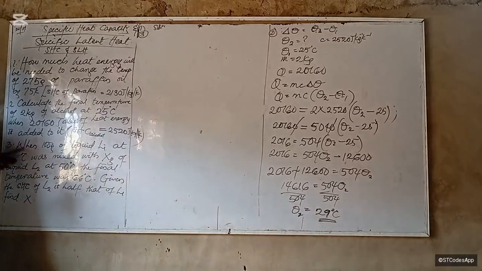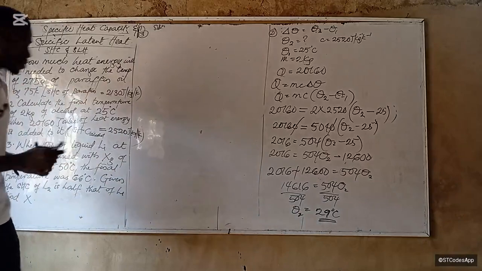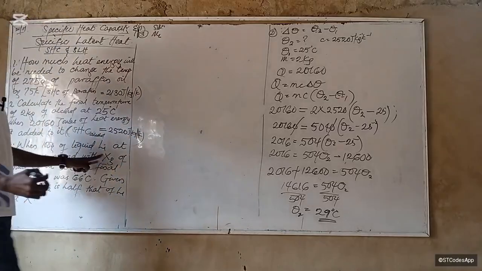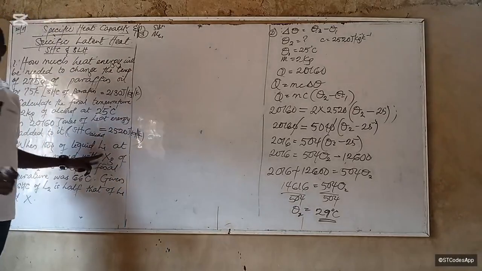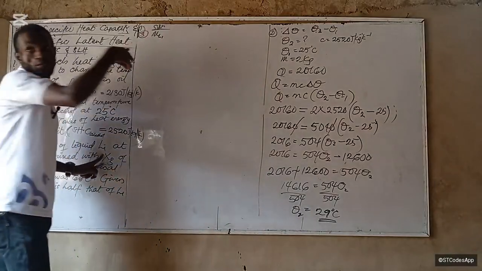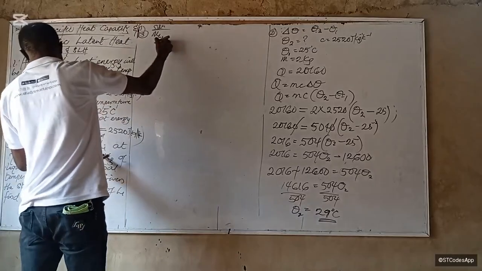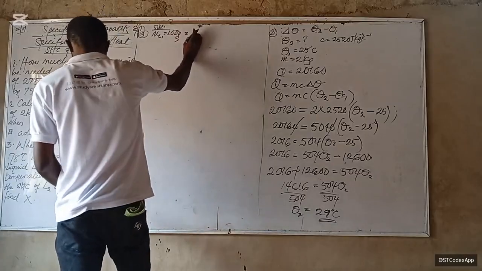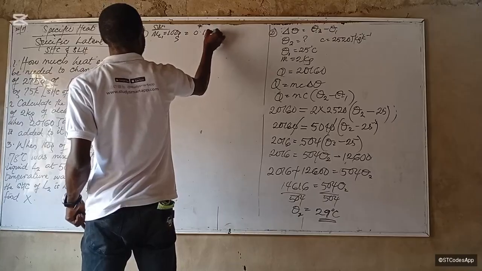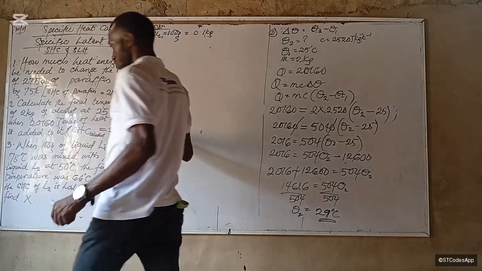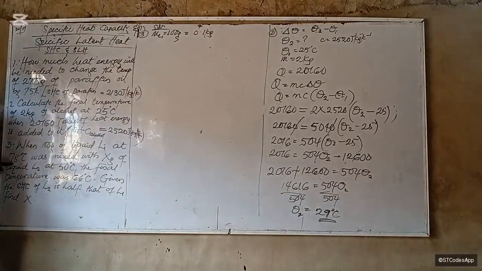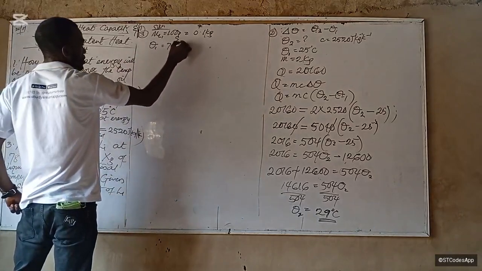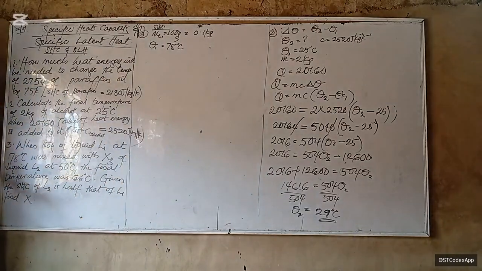Now number 3. When 100 grams of a liquid, M sub L1, the mass of liquid L1, is 100 grams, what would that be in kg? 0.1 kg. Is that clear? At 78 degrees Celsius, so its initial temperature is 78 degrees Celsius. Does that make sense?